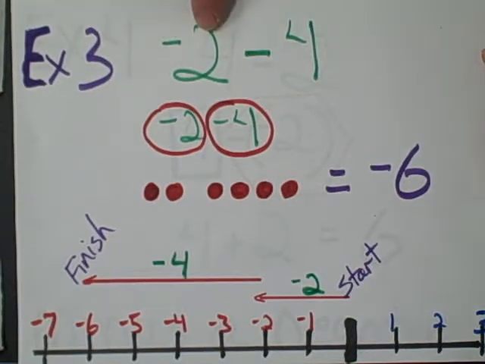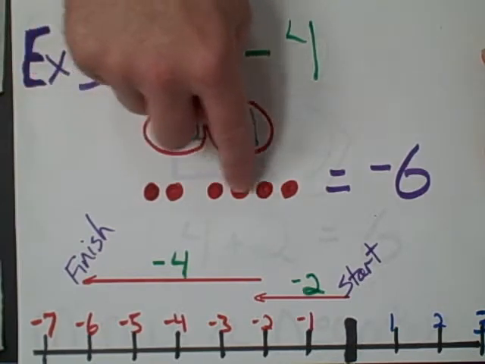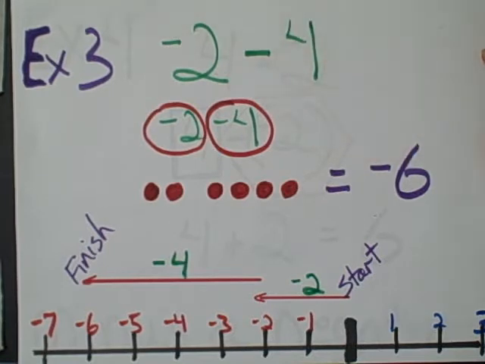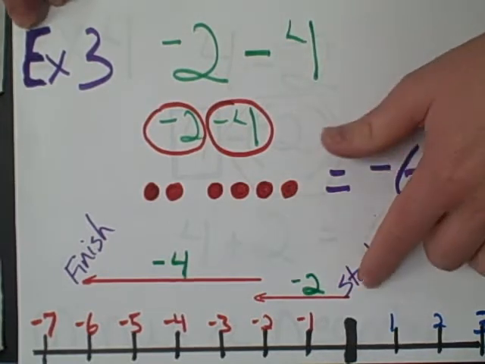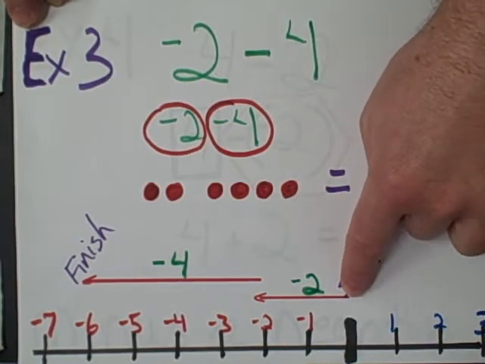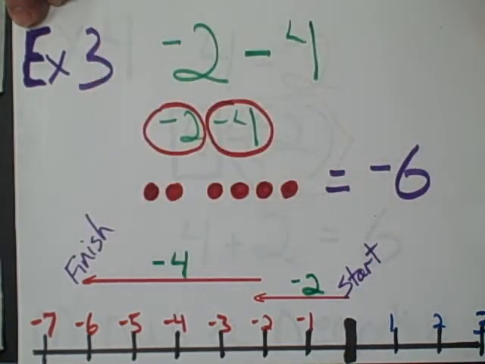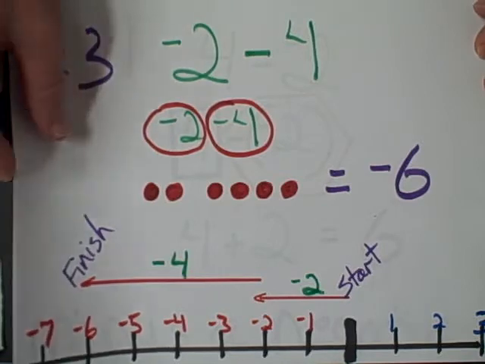Example 3, we have a negative 2 minus 4. When we separate the integers, we have a negative 2 and we have a negative 4. Simply combine the negatives, 2 and 4, and you have 6. It's a negative 6. Illustrated on the number line, you start at 0, you go to the left 2, and you go to the left again 4, and you finish at negative 6.